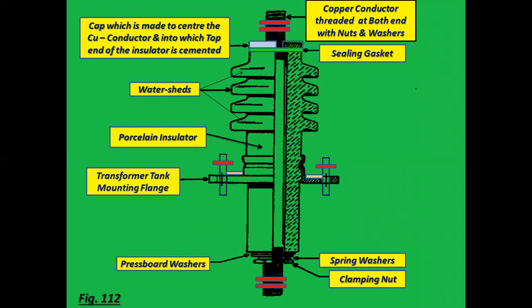See the diagram. Here is the copper conductor threaded at both ends with nuts and washers, sealing gaskets, a cap which is meant to center the copper conductor and into which the top end of the insulator is cemented, water sheds, porcelain insulator, transformer tank mounting flange, dashboard washers, spring washers, clamping nut, etc.